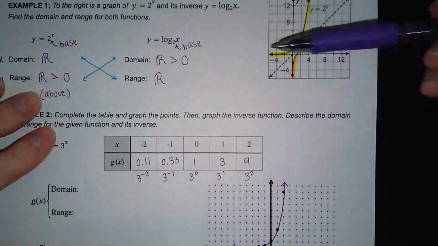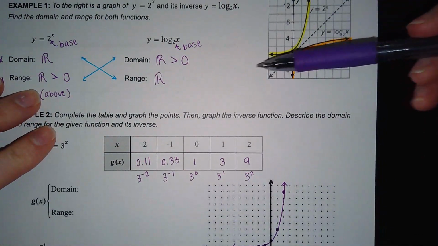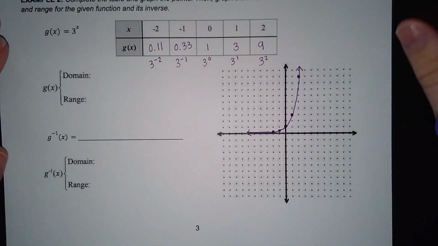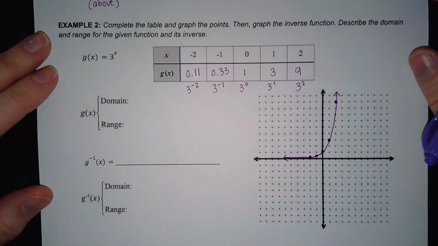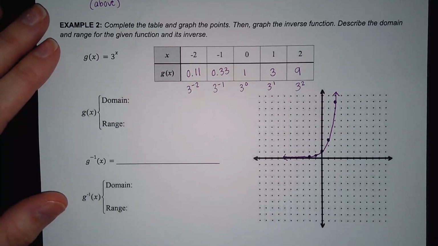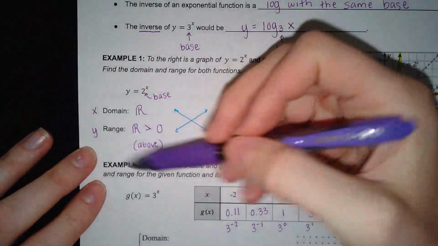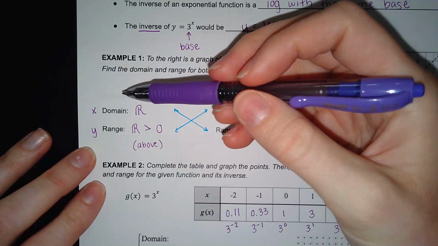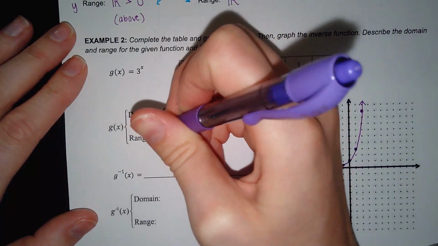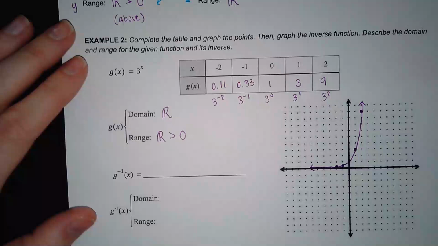You can see that this looks very much like the exponential function that we saw in our first example. All exponential functions are going to kind of look like this. Then we're asked for the domain and the range. Again, every exponential function has the same domain and range. It doesn't matter what the base is. So my domain is going to be all real numbers, and my range is going to be all real numbers above 0.